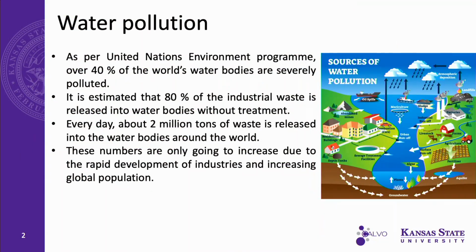We know that there are various sources of water pollution in the world, such as agriculture, industries, etc., and one common thing about these pollutants is that they end up in water bodies like oceans, groundwater, etc., which leaves over 40% of the world's water bodies severely polluted. It is estimated that 2 million tons of waste are released into the water bodies around the world, and we know that these numbers are only going to increase because of rapid industrialization and population growth.